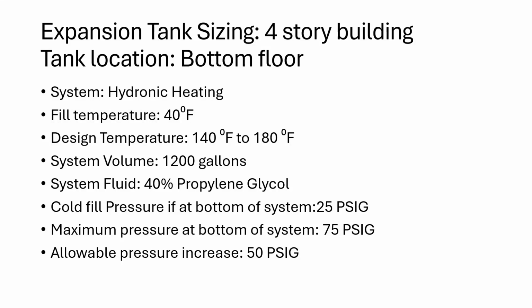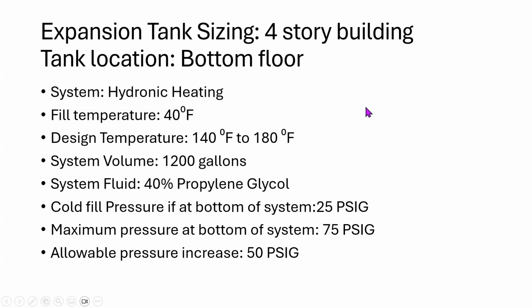The fill temperature is 40 degrees, which is the go-to default temperature in Michigan and northern Ohio. The design temperature of the system is 140 to 180. The system volume is 1,200 gallons, and we're going to change it from water to 40% propylene glycol. Since we're at the bottom of a 4-story building, the fill pressure will be 25 psig, and the maximum pressure at the bottom of the system will be 75 psig. This gives us an allowable pressure increase of 50 psig.